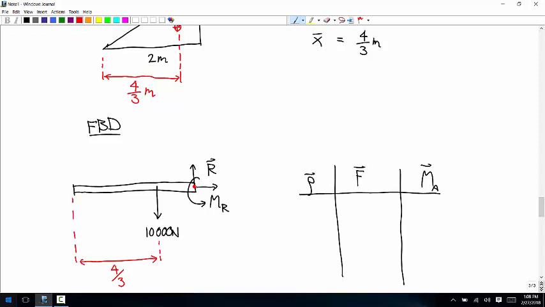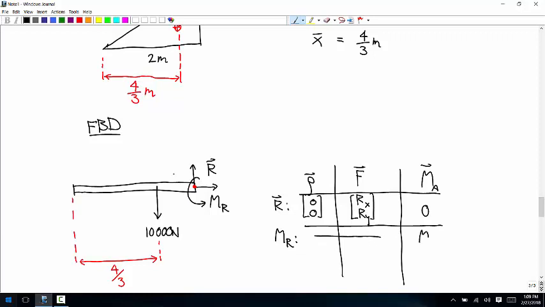Okay, so if the about point is at the wall, then for the force R, the rho vector is 0. The force vector is Rx, Ry. Cross product is 0. Then we have that couple MR. So for couples, we don't care about this stuff, and we just add it over here as a moment.